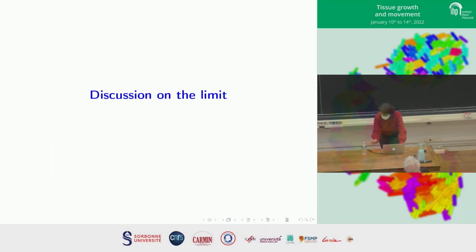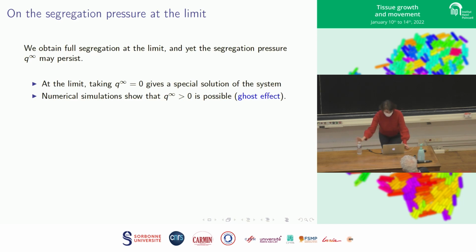Now let me comment a bit on what we obtain. The first thing that we see is that at the limit we have this full segregation, n1 times n2 equals 0, but still some segregation pressure seems to persist. We have an equation for this segregation pressure, and nothing tells us that it should be 0. On one hand, when we take Q equals to 0 at the limit, we get a special solution, so Q equals 0 is an admissible solution, and we can study the system in this case.